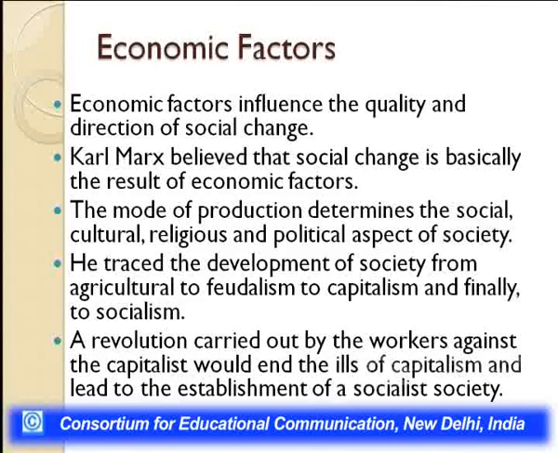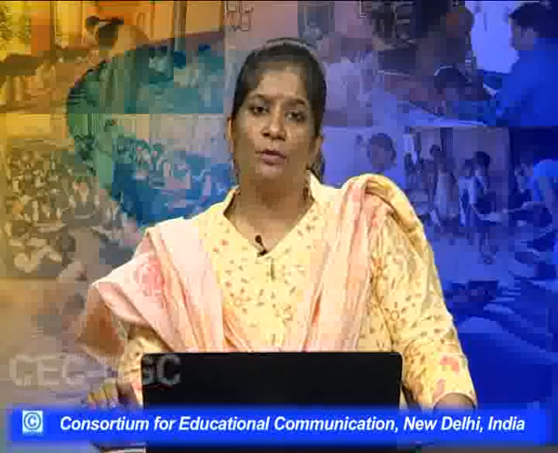ownership, and the modes of production which lead to economic growth and progress are in the hands of a limited few. So the haves are the capitalists who are the owners of these modes of production, and the larger mass is the have-nots who are denied any kind of rights. So there is an imbalance between the two, and a class society is formed. He traced the development of society from agricultural to feudalism to capitalism, and this change, according to Karl Marx, was on the basis of change in the means of production.